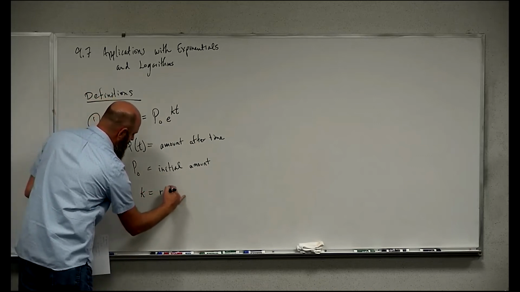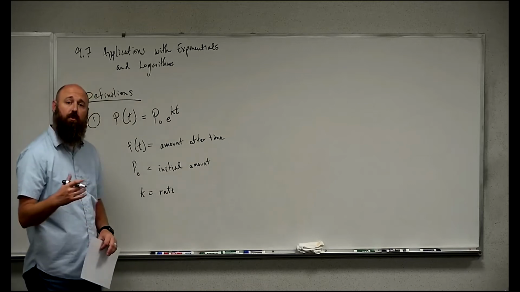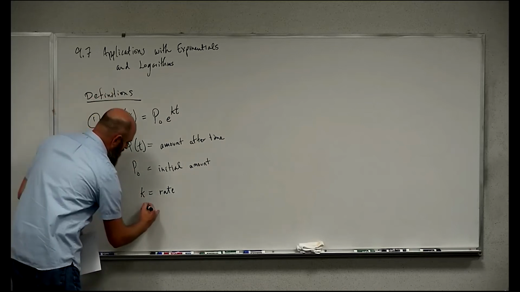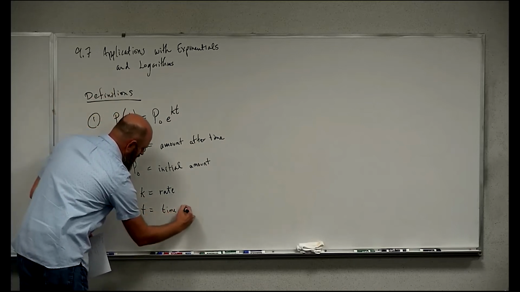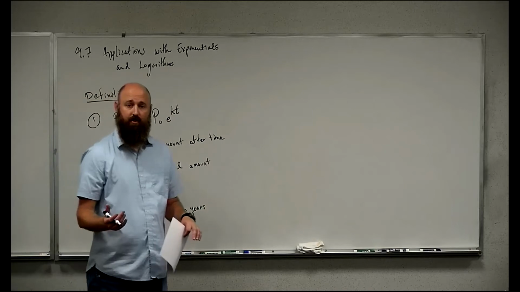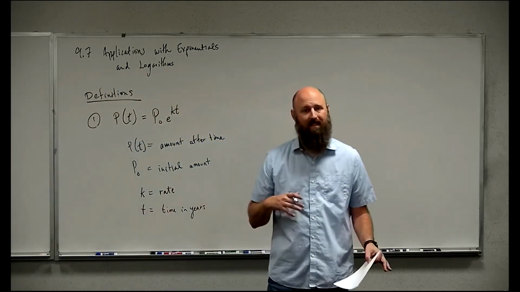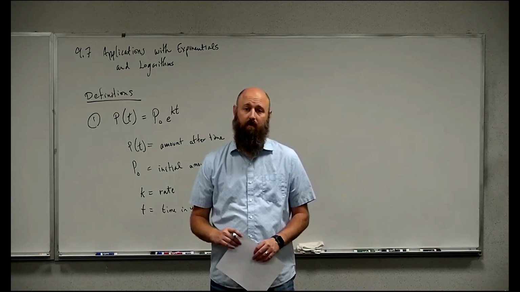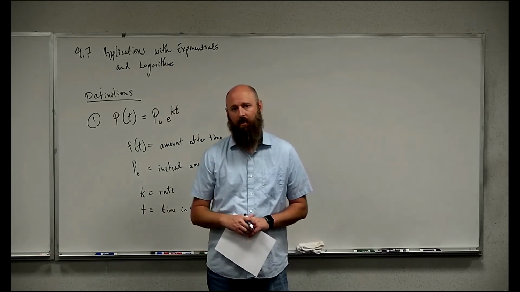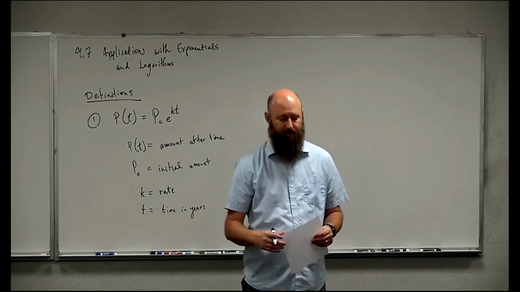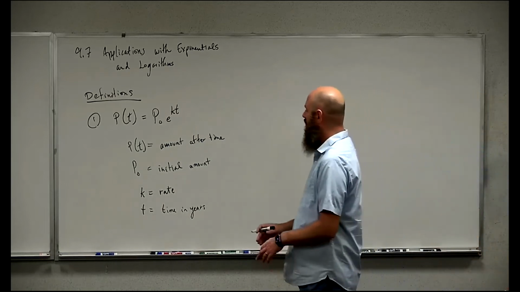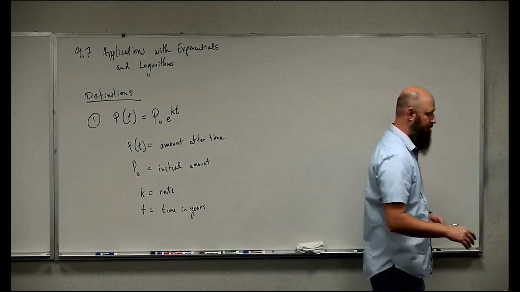K is our rate. So they always talk about percents. We always change it to a decimal. Okay, for those, but it's always going to be our rate. And then t is the time in years. Okay, so time in years for those. And so that's what we're going to be putting into those things based on what they tell us. And then we have to solve for some other things. Okay, and so a lot of times we're going to be solving for the time and working with that. So we have to be aware of those pieces.